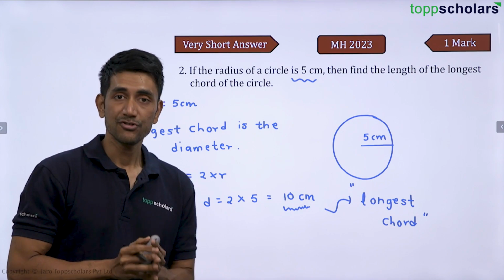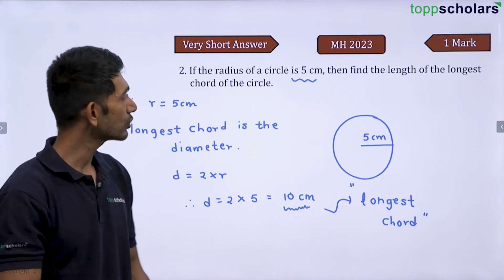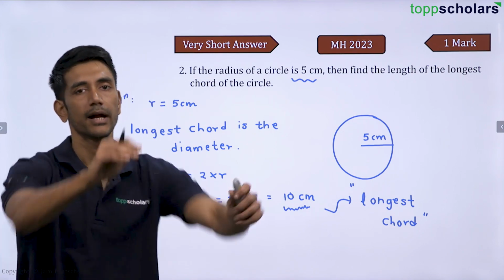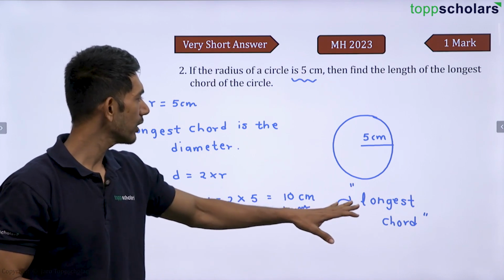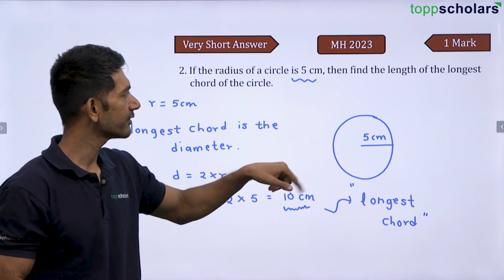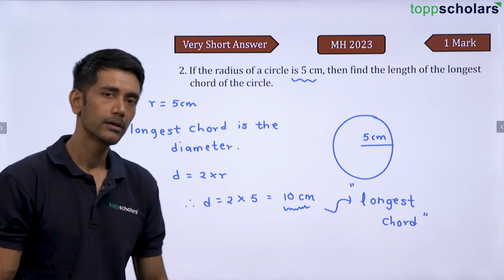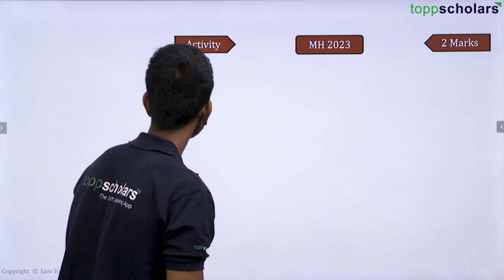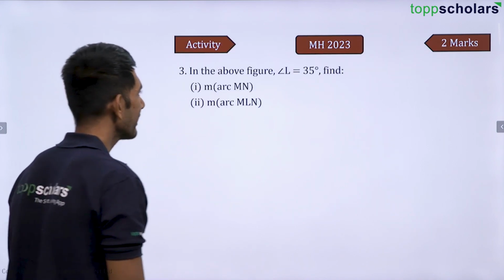So first you always mention there, mention what? The longest chord of the circle is nothing but the diameter. Once you get the diameter as the longest chord, diameter is double of the radius. Radius is given. You can easily find out the diameter. Perfect? Okay. So next question is an activity based question.